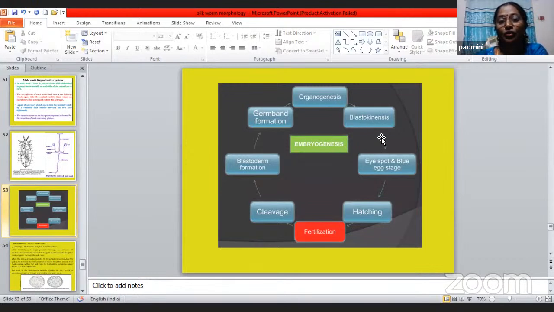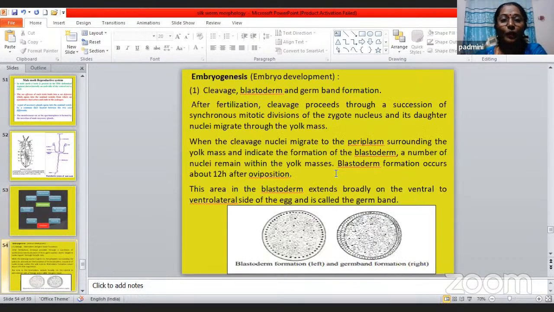And you also have the eye spot or blue egg stage formation. And once the egg comes to the blue egg stage, that is where hatching occurs. So this is what we are going to talk about very quickly over here.